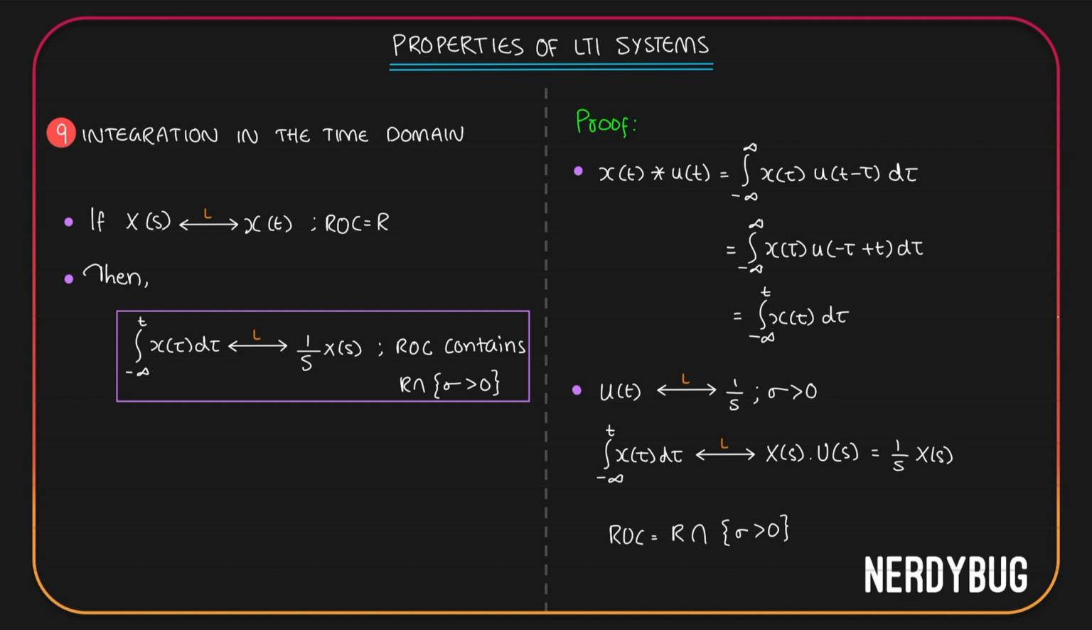But this is not entirely correct. Since we are integrating the signal, after integration the behavior of signal can change. And therefore ROC can expand beyond R intersection sigma greater than 0. So instead of writing ROC is equal to this, we will write ROC contains intersection of R and sigma greater than 0.